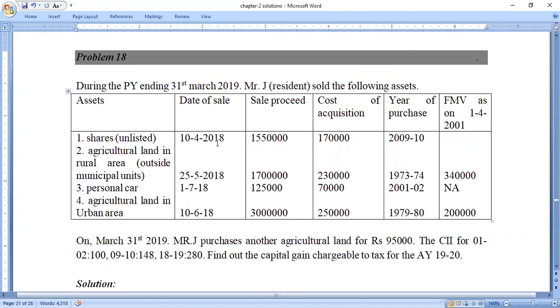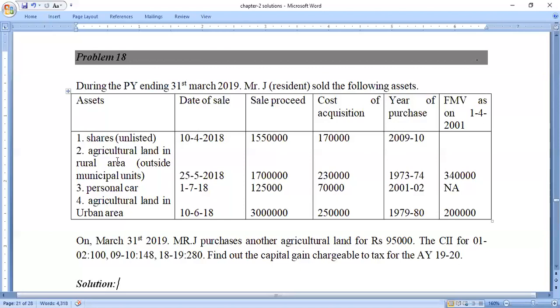The unlisted shares have been sold on 10/4/2018 for rupees 15 lakh 50,000, and the cost of acquisition is rupees 1,70,000, and the year of purchase is 2009-10. FMV on 1/4/2001 is nil.